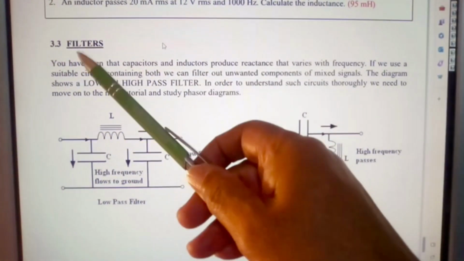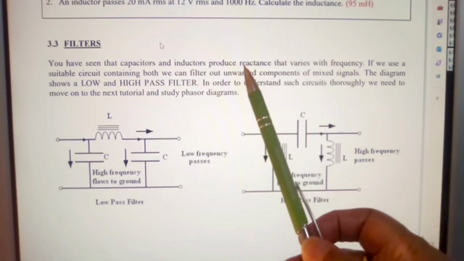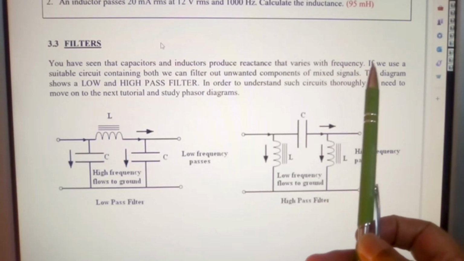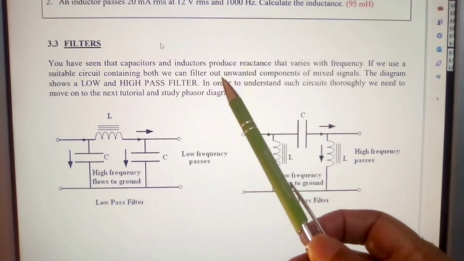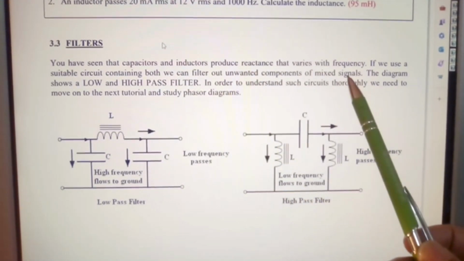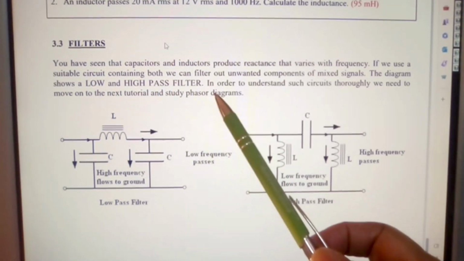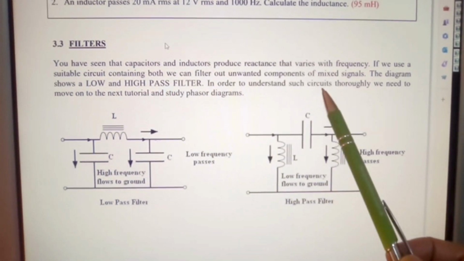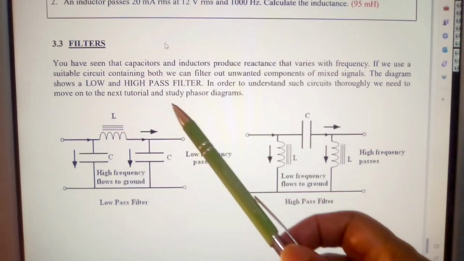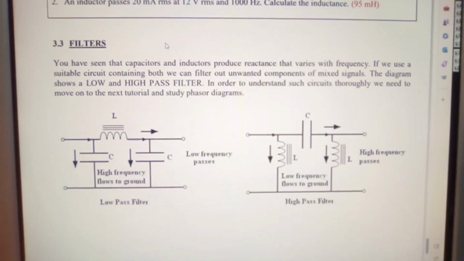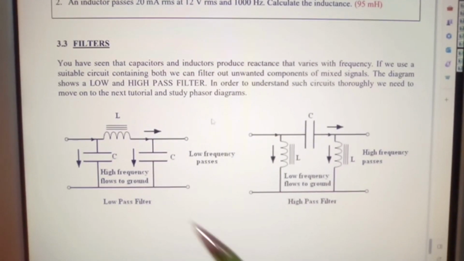Filters. You have seen that capacitors and inductors produce reactance that varies with frequency. If we use a suitable circuit containing both, we can filter out unwanted components of mixed signals. The diagram shows a low and high pass filter. In order to understand such circuits thoroughly, we need to move on to the next tutorial and study phasor diagrams, but we'll do that another time. Okay, but for now, let's look at how this is.